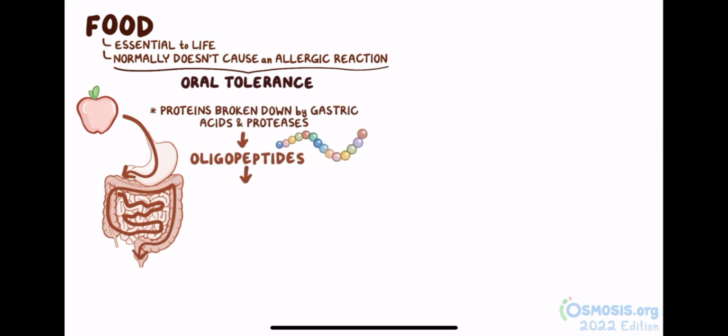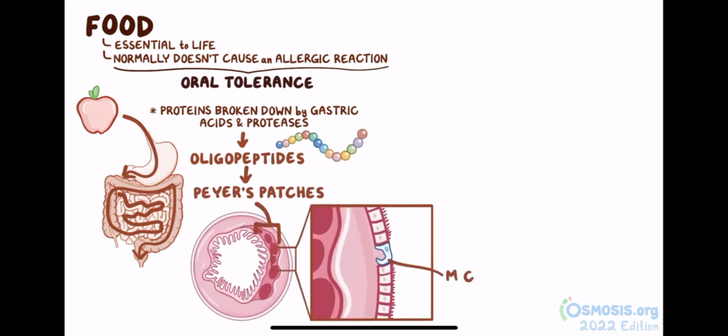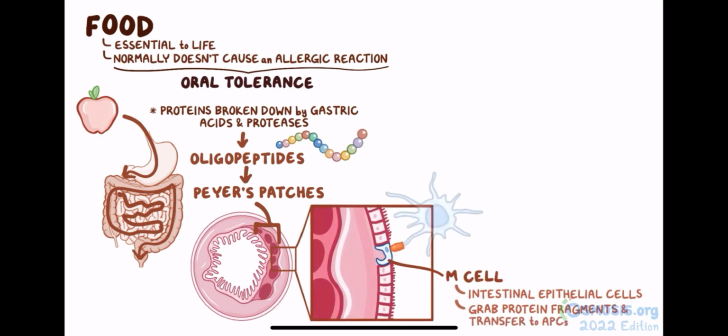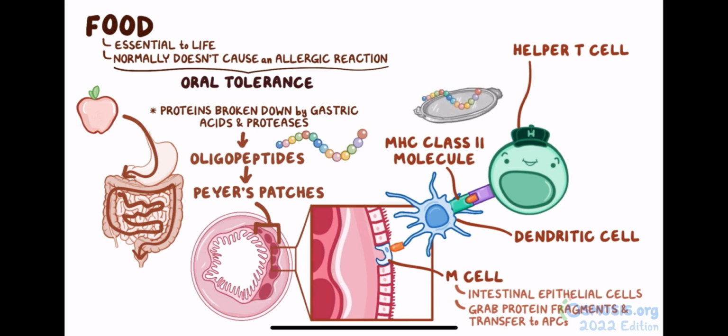These oligopeptides reach the Peyer's patches, which are bits of tissue along the intestinal wall where M cells live. M cells are intestinal epithelial cells in the gut that grab protein fragments from the intestines and then transfer them to antigen-presenting cells like dendritic cells. Dendritic cells present them on their surface to a nearby helper T cell. The protein fragments are presented by the dendritic cell using an MHC class II molecule, which is basically a serving platter for the helper T cells. The helper T cell is key because it largely controls the immune response.